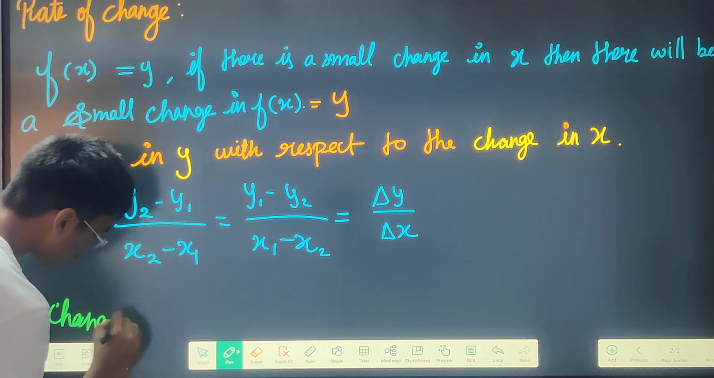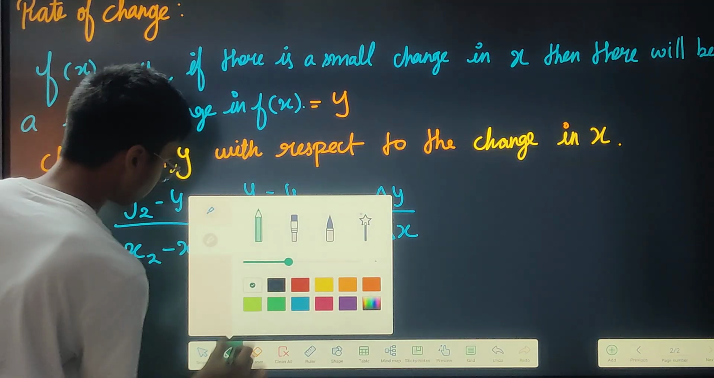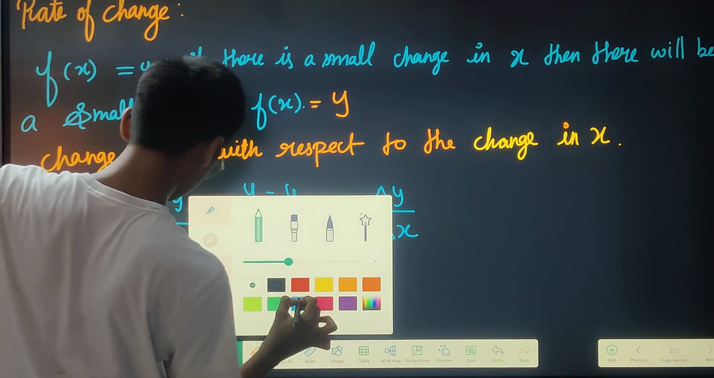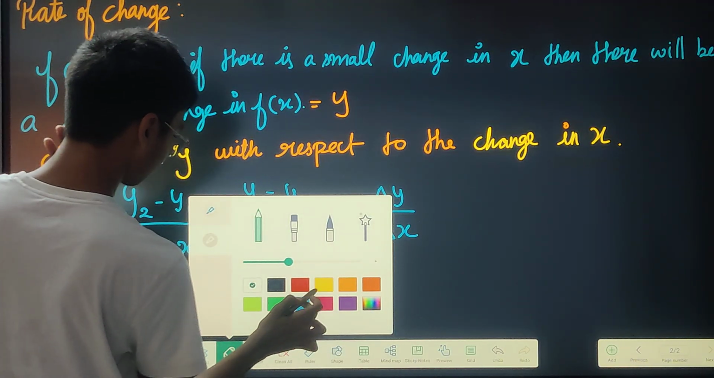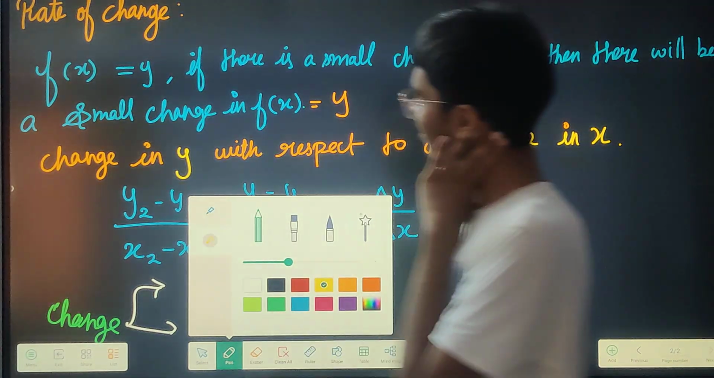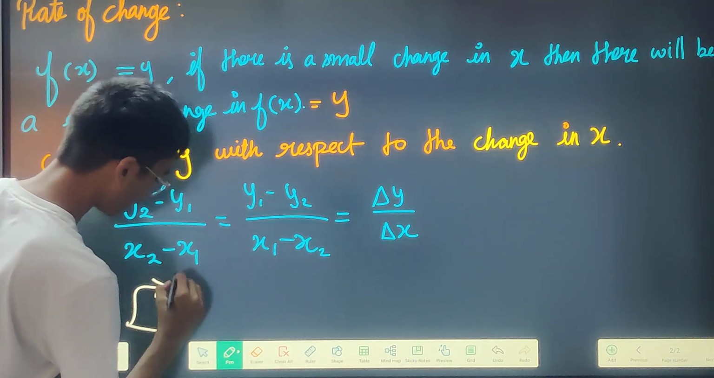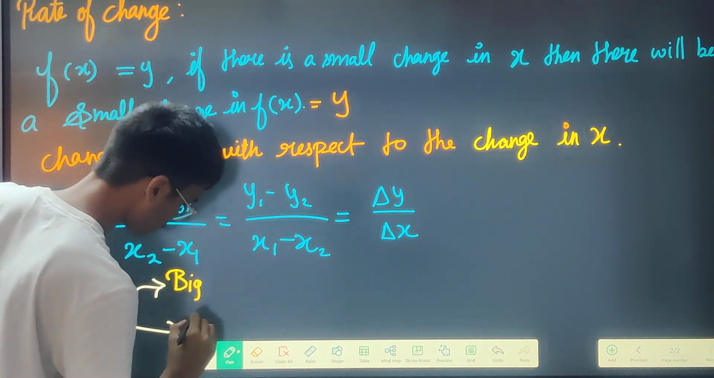Change itself is actually of two different types. The first type of change is a big change and the second is a small change. You just keep it like that. Which color shall I take? I should take yellow color. So change is actually of two different types. One is going to be a big change, and another one is going to be a small change.